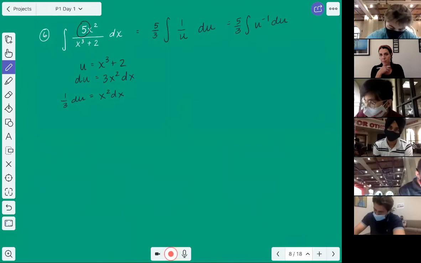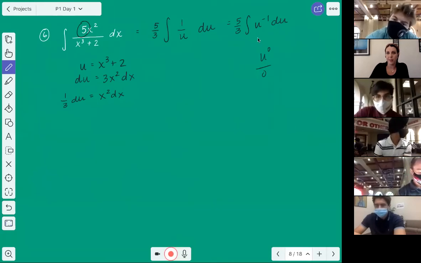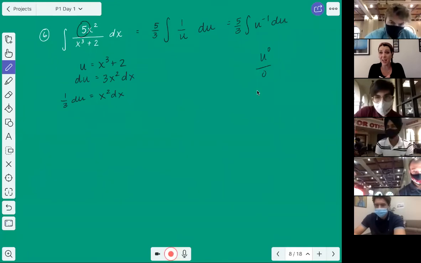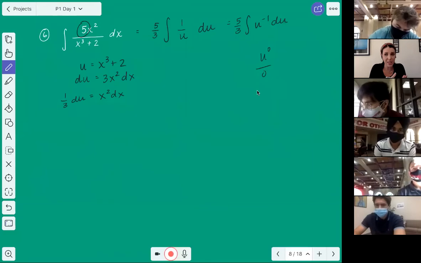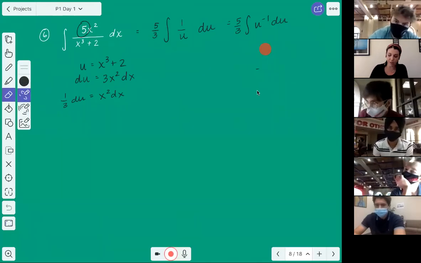And this is why this problem is tricky. Because when you try to take the antiderivative of this, Brian, what happens next? You get a 0 in the denominator. Yeah, you get u to the 0 over 0, right? And anything divided by 0 is not going to work. And it's not a does not exist answer. This does have an antiderivative. So it's not does not exist or undefined or anything like that. Power rule actually fails us here.